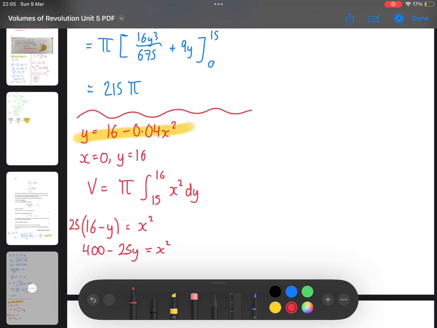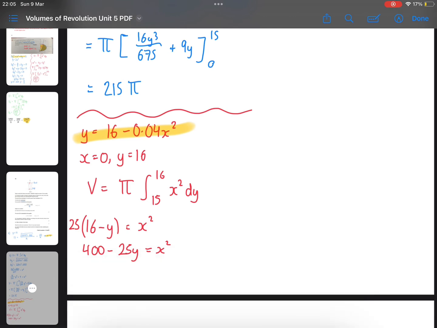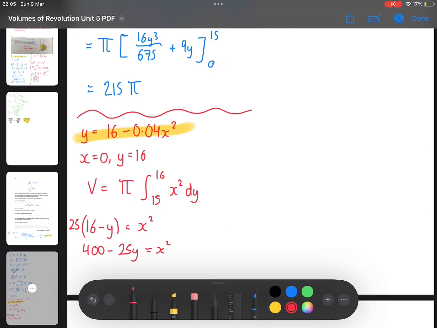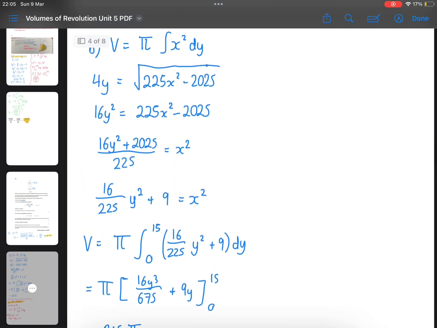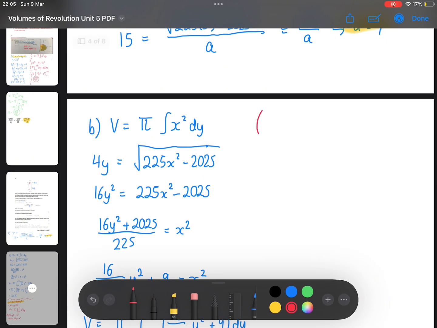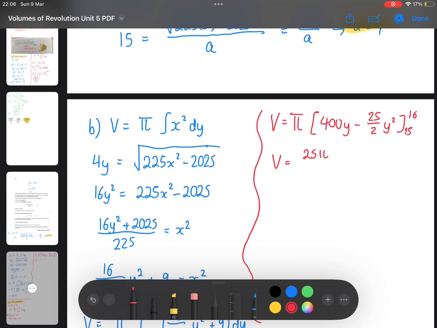So we're integrating that with respect to, oops, my bad. Sorry, this is y, no, that's correct, sorry. So if we do that, I'll come back up here. Then we have that the volume is pi times 400y, so I've integrated it now, minus 25 over 2 y squared between 16 and 15. And that gives us an answer of 25 pi over 2.